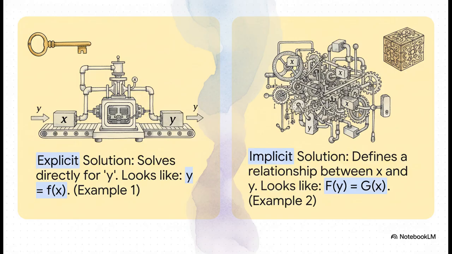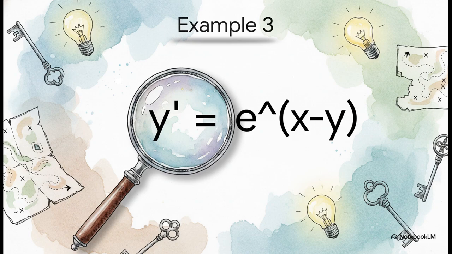An explicit solution, like in our first problem, is when you get y all by itself. Y equals some function of x. An implicit solution, like the one we just did, doesn't give you y directly. It just shows the relationship between x and y. Honestly, unless your professor specifically tells you to solve for y, the implicit answer is usually the cleaner, better way to leave it. Okay, one last example.